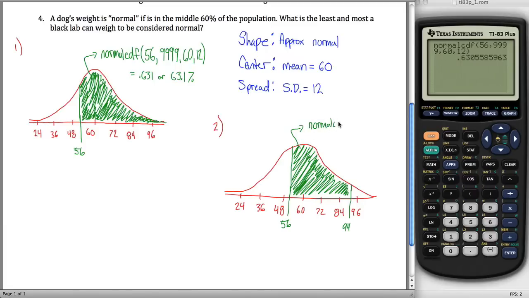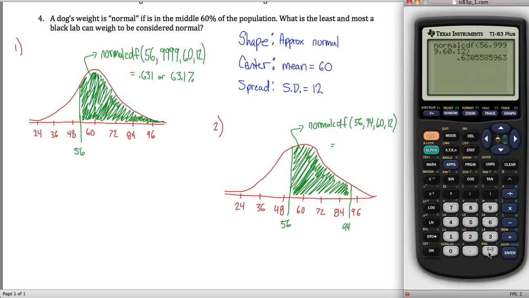It's just normal CDF, and then your lower endpoint, in this case 56, your upper endpoint, 94 in this case, your mean, and your standard deviation. And so you can type all that into your calculator. You could go into distributions again to find it. A little shortcut is if you hit second and then enter, it brings up the last entry you typed.